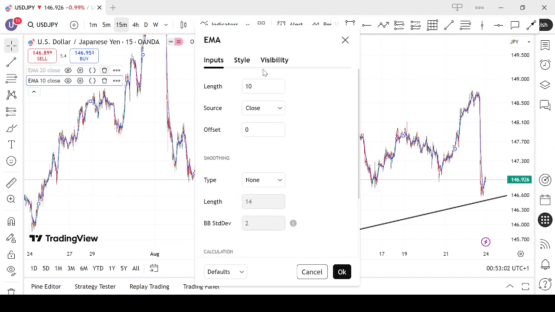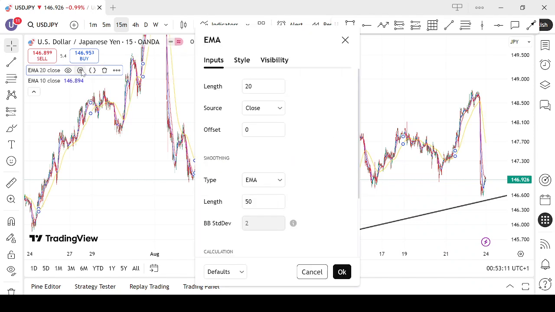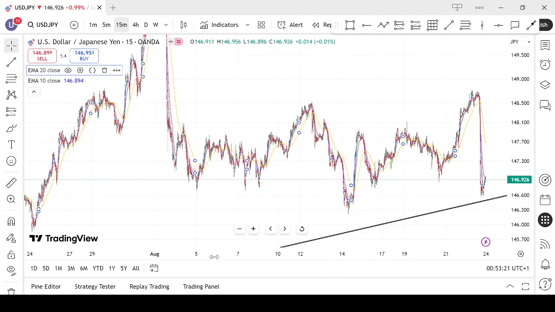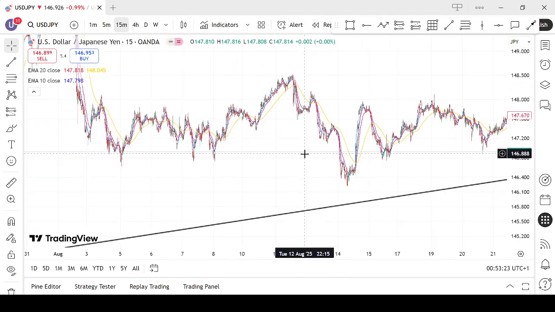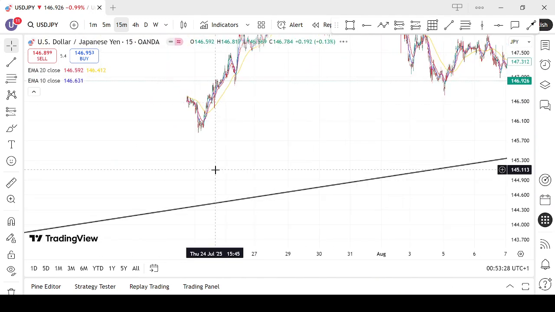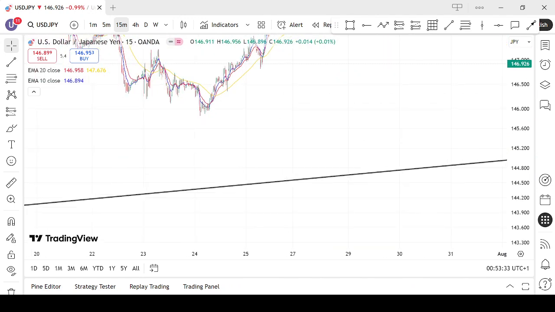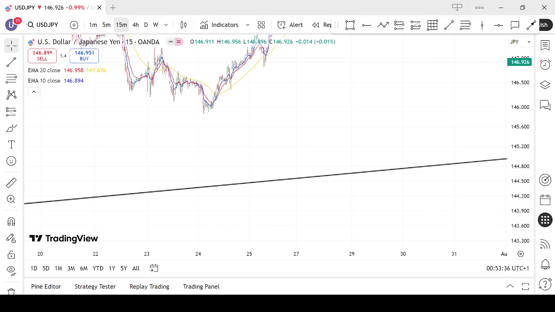Look at the length, it would be the 10 period moving average. You also plot the 20 period EMA and the 50 period EMA. This will help us identify short-term trends and long-term trends. So the three moving averages are on our screen, making it easier for us to spot the long-term opportunities and the short-term opportunities.